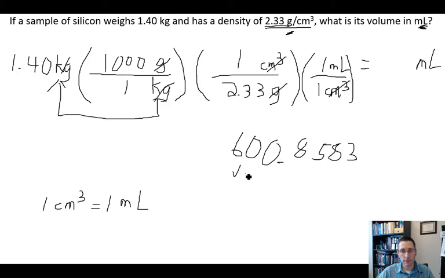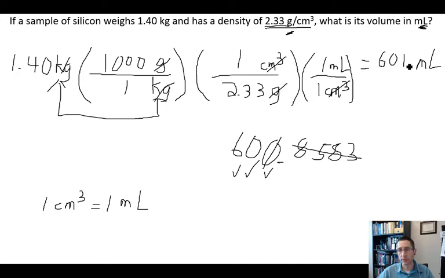So that's a sig fig 6, that's a sig fig 0, my third one 0, but I have to look and see that it's 0.8. That 8 is greater than 5. So when I drop all these, I have to round up this 0 to a 1. So my final answer here should be 601 milliliters. I rounded that 0 up to a 1.